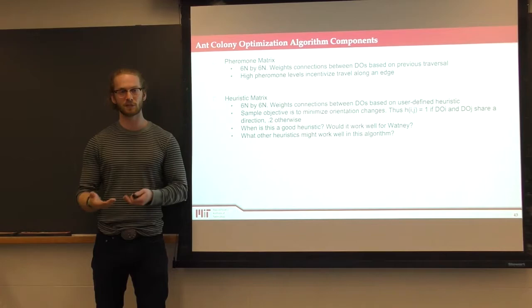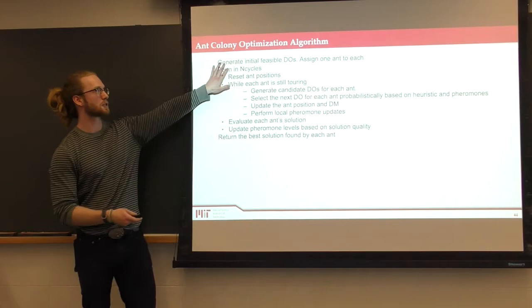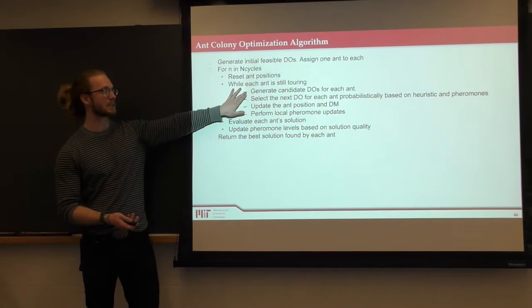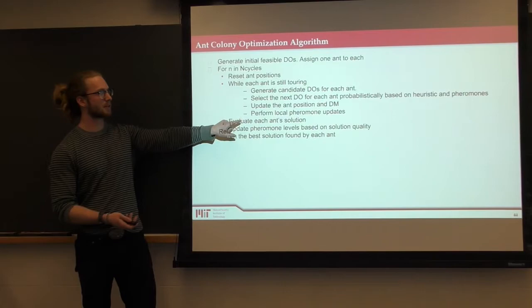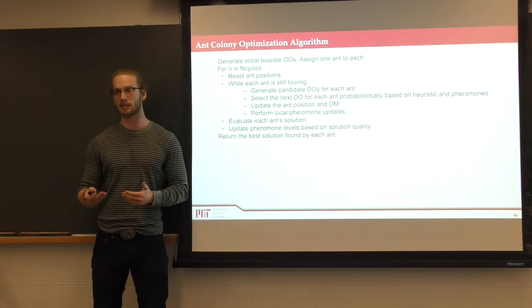Okay, so here's the final algorithm with a little bit more detail, and then Jerry's going to go through an example. First, we generate the initial feasible DOs from the initial disassembly matrix. Then for each cycle, we reset the ants' positions, and they start their tour. They generate candidate moves from the disassembly matrix, select the next move, update their position and the disassembly matrix, decay the pheromones, and they evaluate their final path, add pheromones, decay pheromones, and then you start over. Eventually, when you're done, each ant will output the best disassembly sequence that it found. Okay, I will hand it off to Jerry.